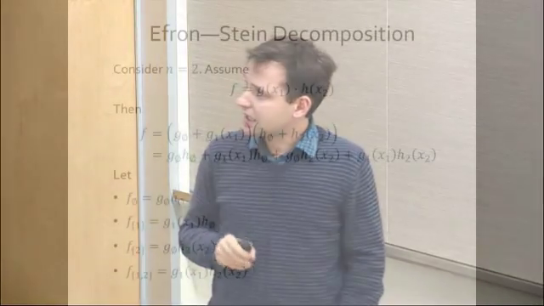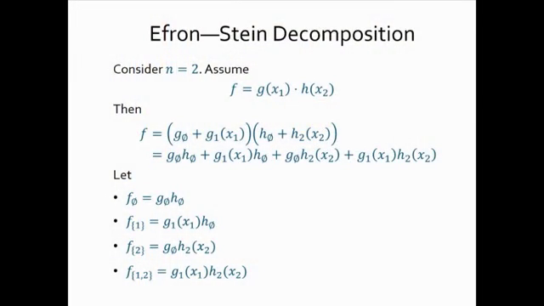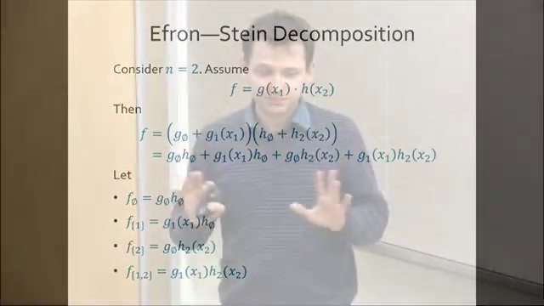Let me now define the Efron-Stein decomposition. I will not be very precise, but let me just say a few words that explain what the Efron-Stein decomposition is. Let's first start with the case n equals 2. And moreover, let's assume that f is a product of two functions g and h.